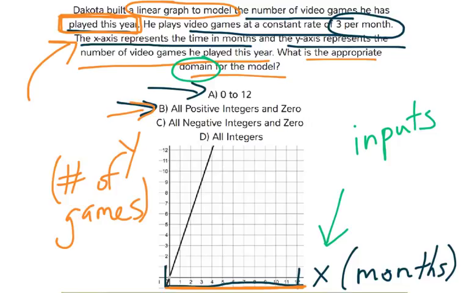So we don't want all positive integers. Same thing, you don't want all negative integers. It doesn't make sense to say -2 months ago, right? -2 months doesn't really make sense. So I crossed out B and C. D is all integers. All integers includes positive and negative. So since I crossed out all positive and all negative, I'm going to cross out all integers as well. The only answer that works is A, 0 to 12.